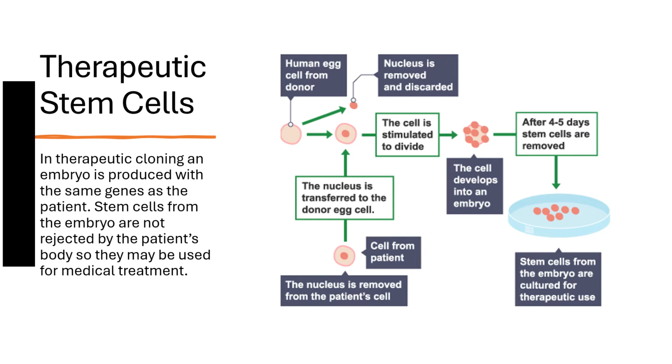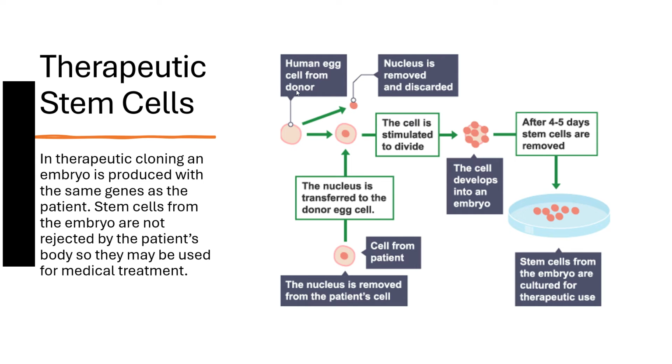Therapeutic cloning is a way of using adult cells but turning them into, or making them act like, embryonic stem cells. Okay, so it has the same genes as the patient, so it won't be rejected. So stem cells from the embryo are not rejected by the patient's body, so they could be used for medical treatment. So how is that done?